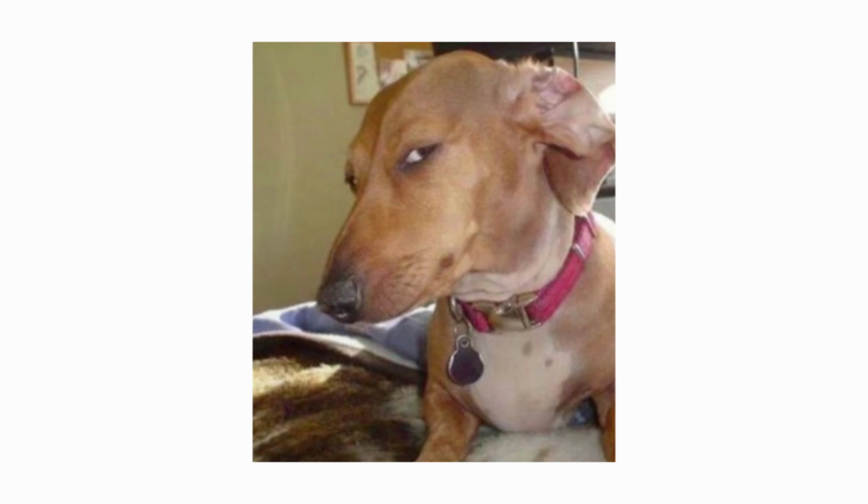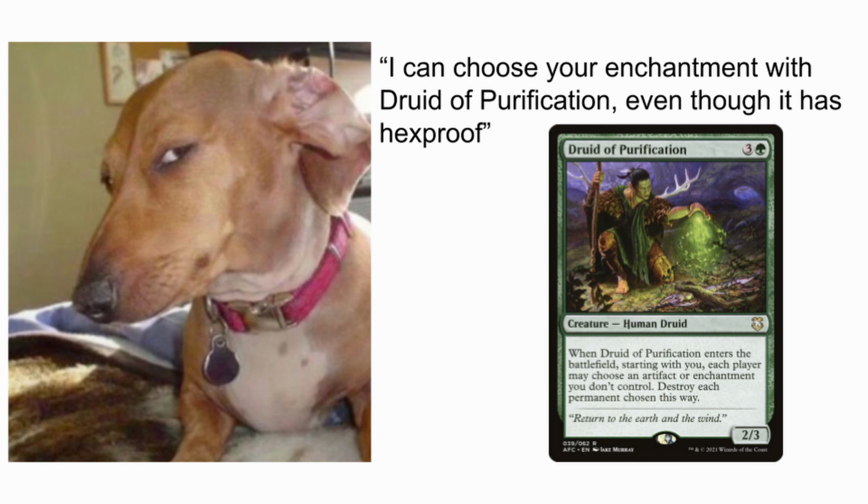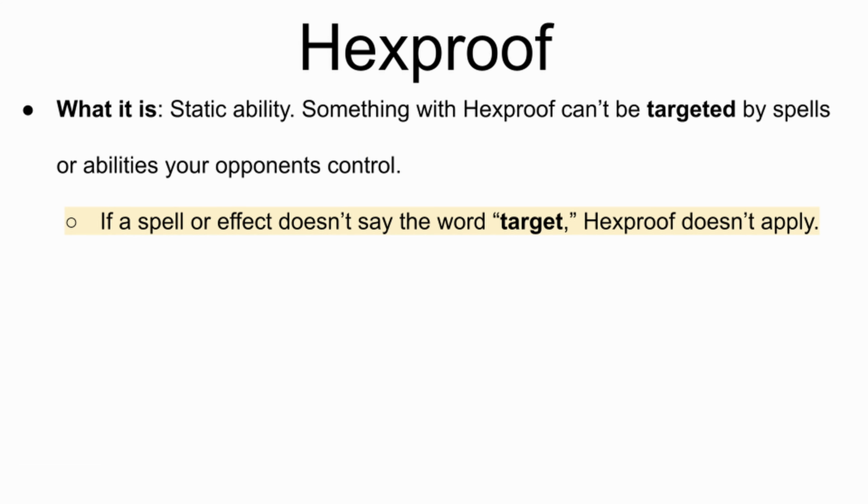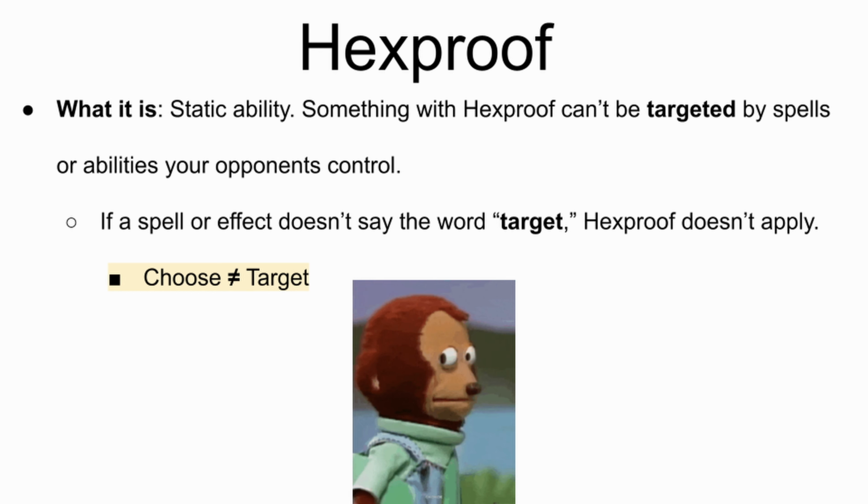I fully appreciate how it sounds like angle shooting to say, I can choose your enchantment with Druid of Purification, even though it has hexproof. But the fact of the matter is that hexproof protects against targeting, and the way that the designers chose to make the game is that an effect that says choose gets around that because it's not the word target. Please don't shoot the messenger here.